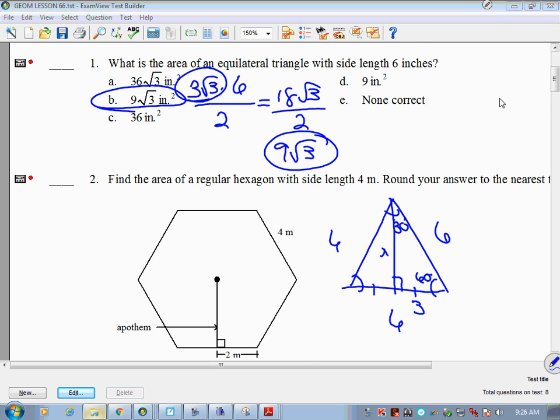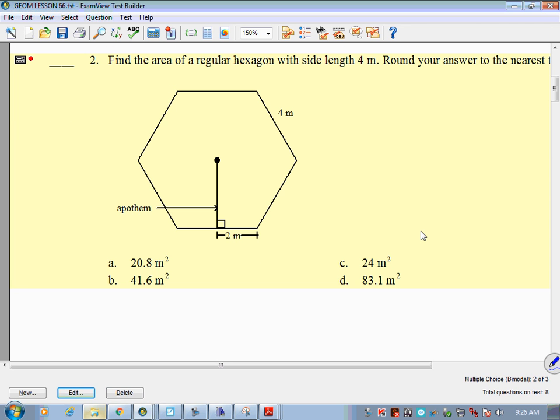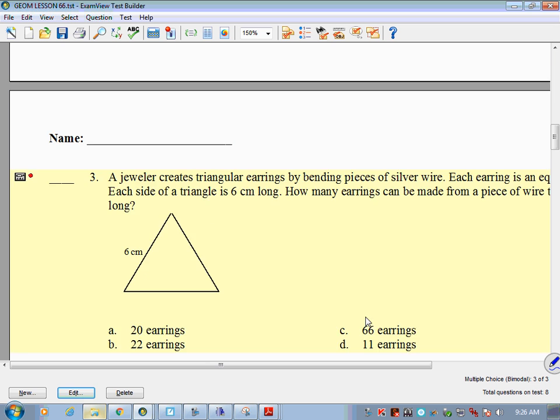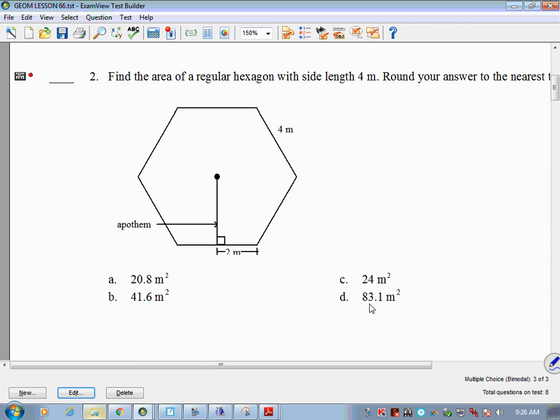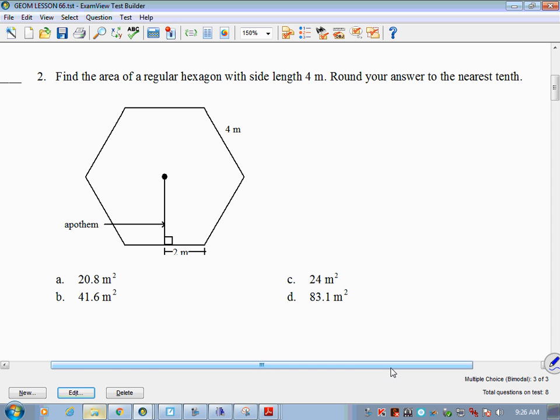All right, number 2 is where we use this formula, the whole apothem times perimeter divided by 2. And I don't like it looking yellow like that, so we're going to fix that. What I want you to understand first is, how many sides does this have? It's got 6 sides. Each side measures 4. Notice that they're saying that divides it into 2.